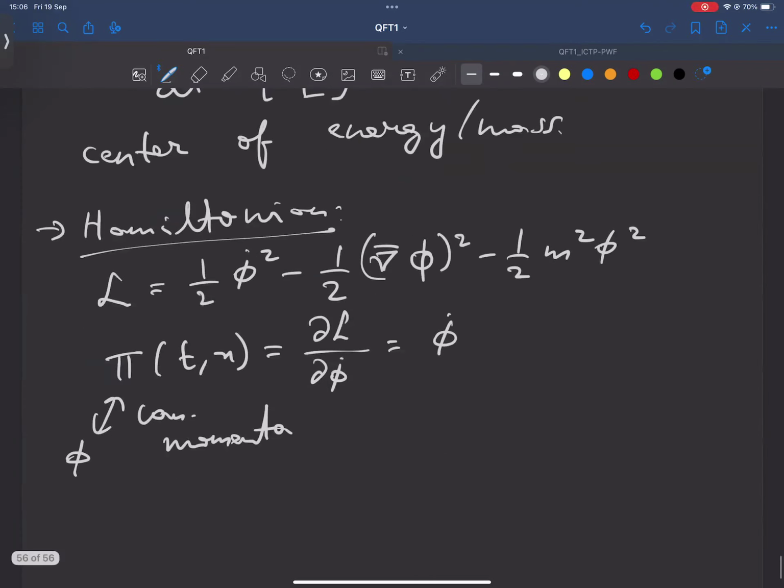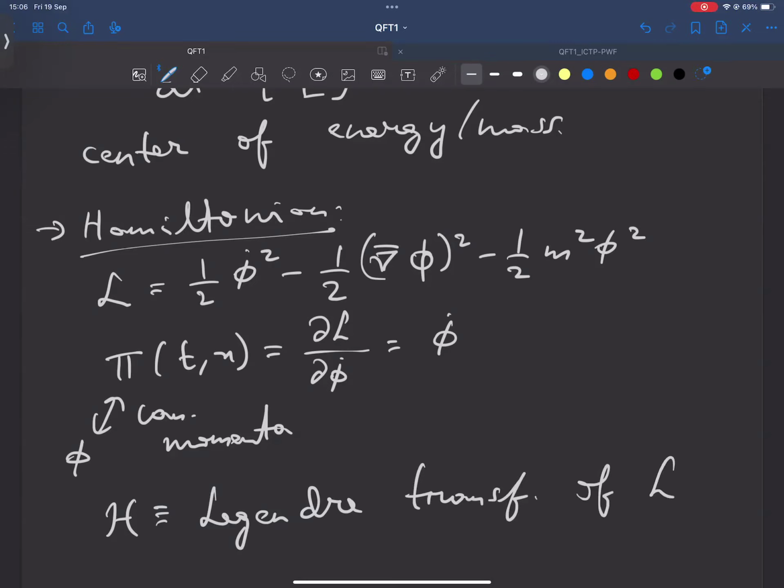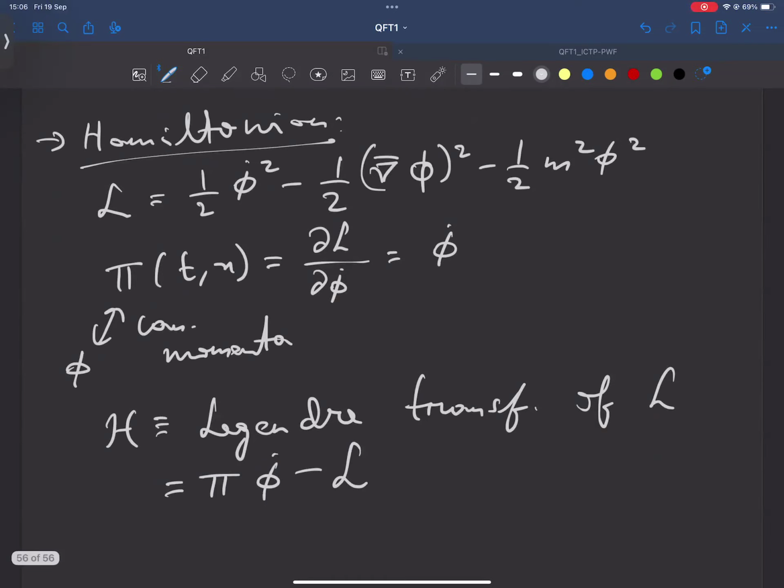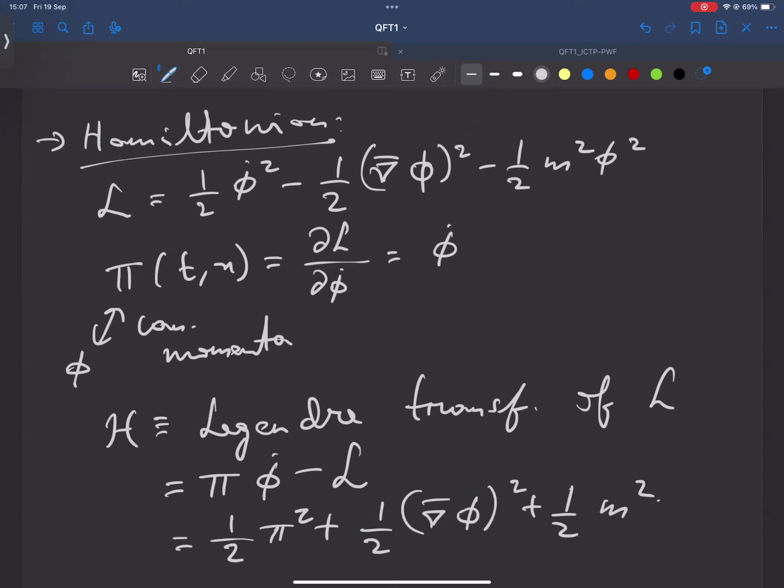Now let's define H. In classical mechanics, this is a Legendre transform of L. So in this case, this will be pi phi dot minus L, just generalized to field theory. If you do that, what you will get is half pi squared plus half (del phi) squared plus half m squared phi squared.